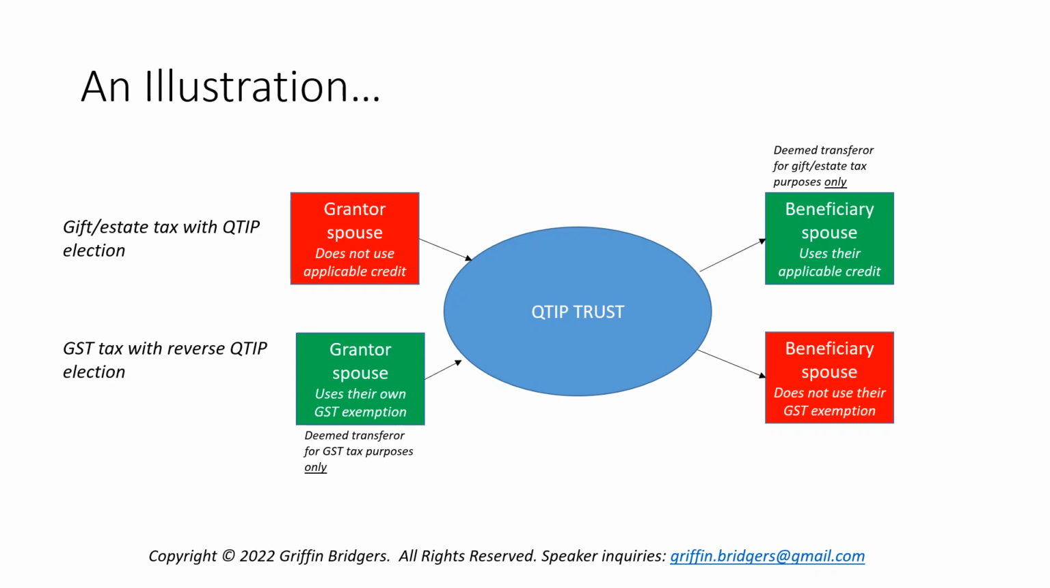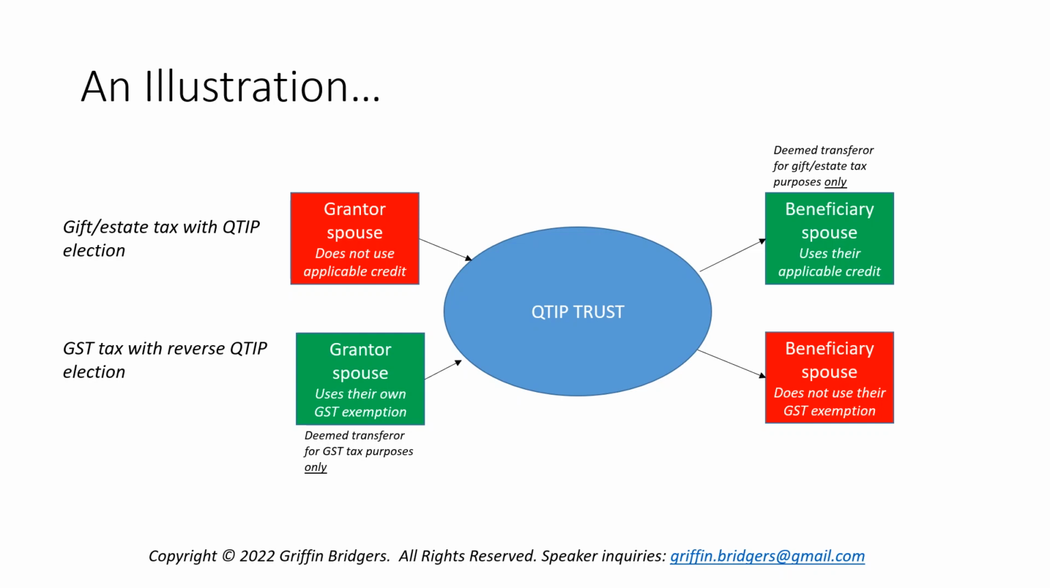But moving to the bottom, we see the same illustration, but we have the identity of the transferor in green essentially swapped now. For GST tax purposes only, if there's a reverse QTIP election here, then the grantor spouse will get to use their own GST exemption, and the beneficiary spouse will not use their GST exemption.